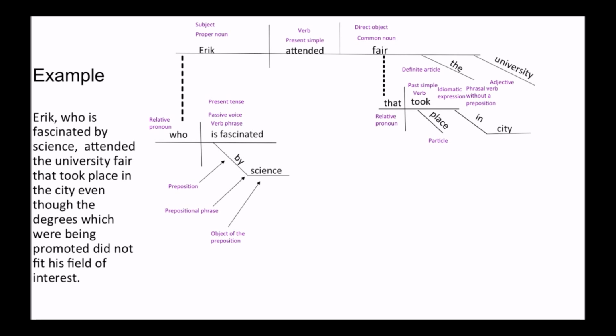And in the city is a prepositional phrase. In is a preposition, city is the object of the preposition, and the is a definite article. Now, even though the degrees which were being promoted did not fit his field of interest. So even though is a subordinating conjunction. So all of this is a subordinating clause. Even though is a subordinating conjunction.